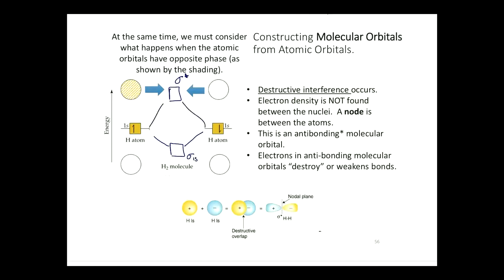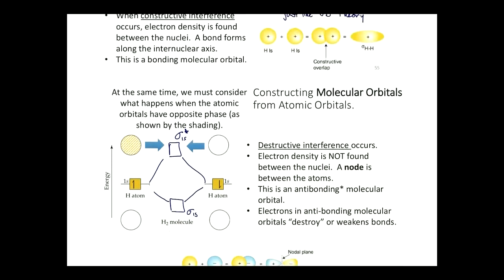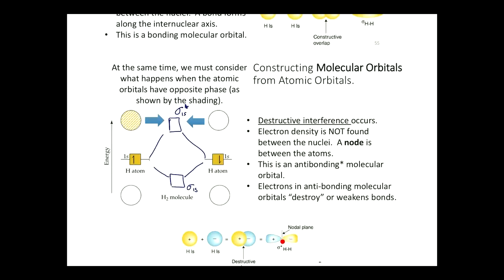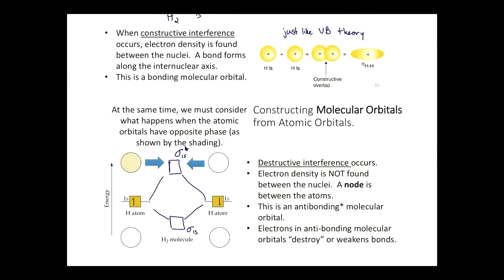All right, so that's the other side. So there's our sigma star, specifically 1s, because it's being produced by 1s orbitals, all right? And so that's what an antibonding orbital looks like. So let's compare the antibonding orbital here versus the bonding orbital. The sigma bonding orbital puts electron density between the atoms, so that strengthens the bond, versus the antibonding orbital.